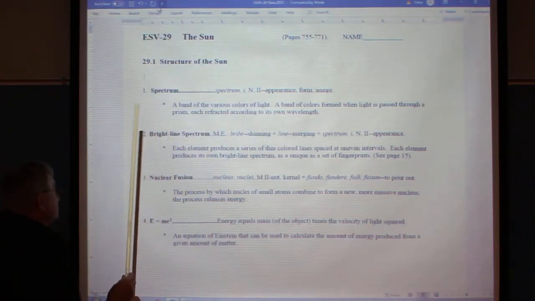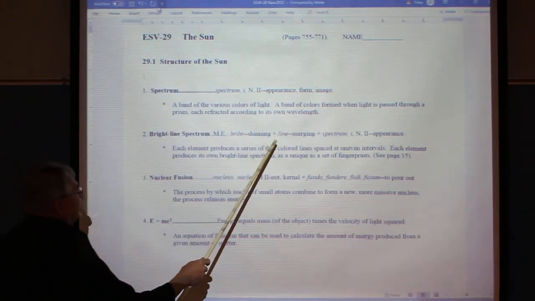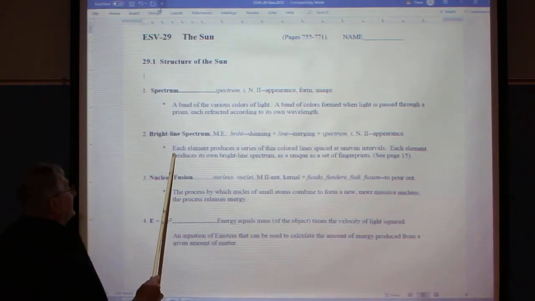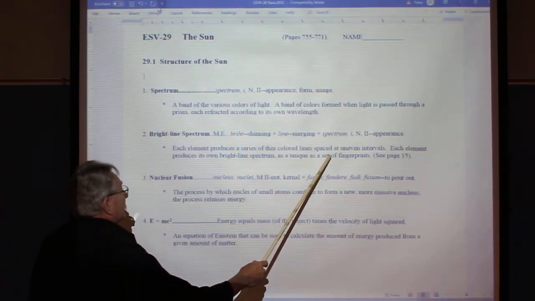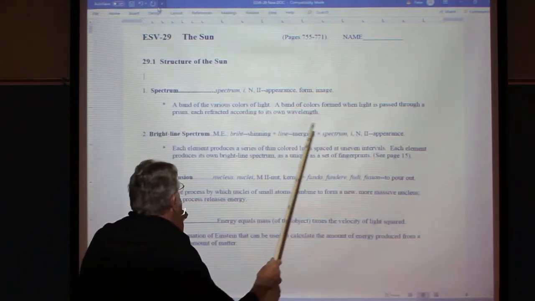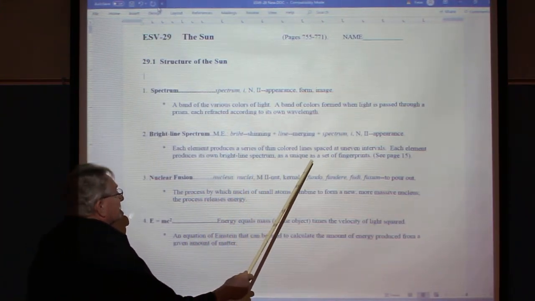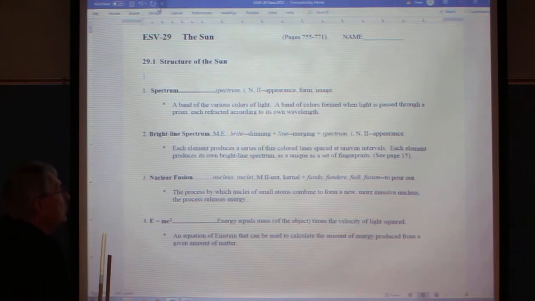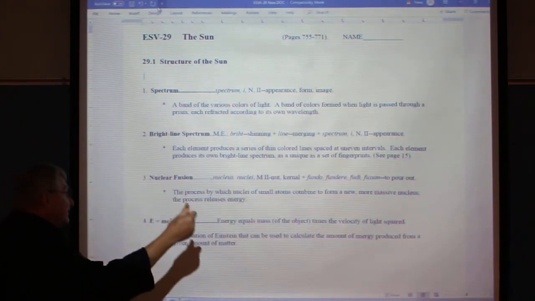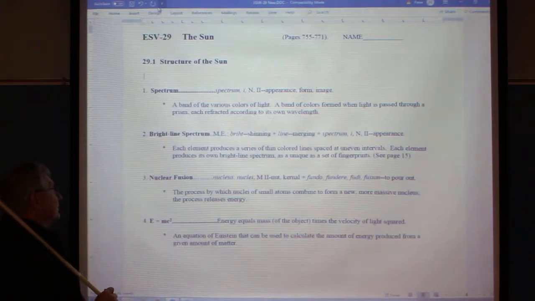Now here's a variation of that. Bright line spectrum, Middle English bright, shining, line, plus spectrum. Each element produces a series of thin colored lines spaced at uneven intervals. Each element produces its own bright line spectrum, as unique as a set of fingerprints. And you can see that on page 15. So if we know that hydrogen burns one color, helium another color, and so forth, each element has that. Okay?